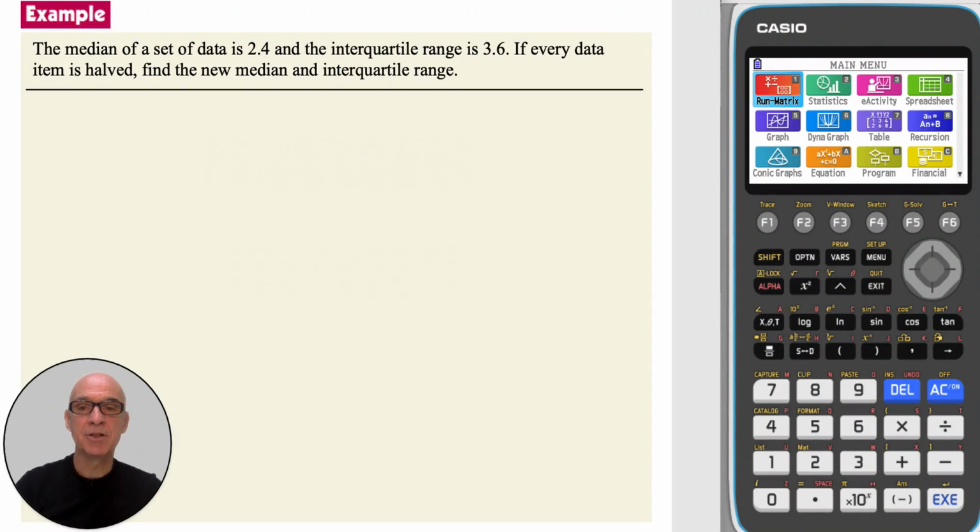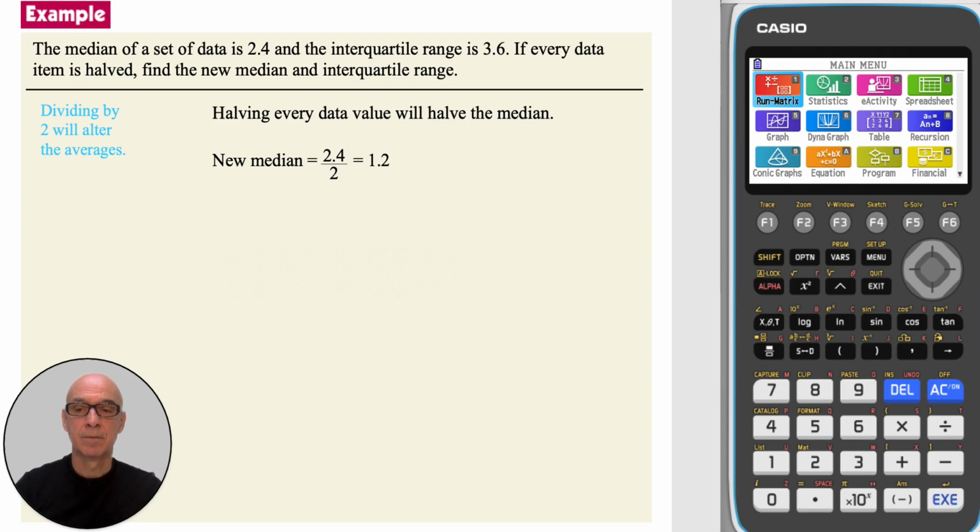In this question, the median of a set of data is 2.4 and the interquartile range is 3.6. If every data item is halved, we're asked to find the new median and the new interquartile range. Halving, or dividing by 2, will alter the averages. So halving every data value will halve the median. So the new median is 1.2, as shown.